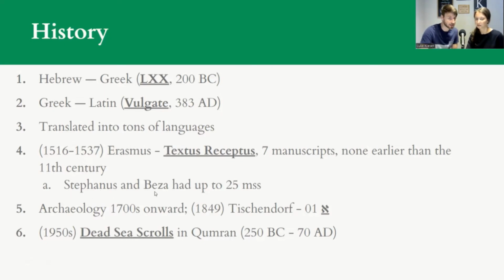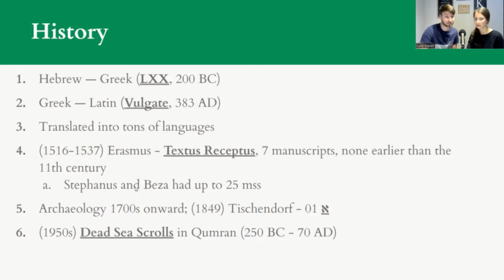So Stephanus and Beza built off of Erasmus, and they had more manuscripts at their disposal. They had somewhere up to 25 probably. And they made additions and edits to his work. But it's kind of in the same line there. Is that still called the Textus Receptus? It is still. So there's multiple editions of the Textus Receptus, but they're all part of that family. So we just call that the Textus Receptus.